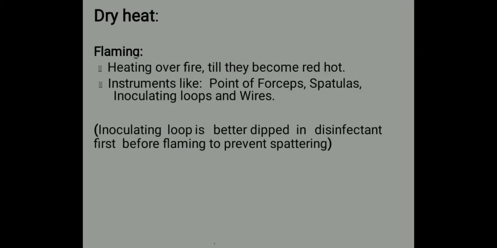So next we have dry heating. In dry heating, first we have flaming, that is heating over fire till they become red hot. Instruments include points of forceps, spatula, inoculating loop and wires. An inoculating loop is better dipped in disinfectant first before flaming to prevent spattering.